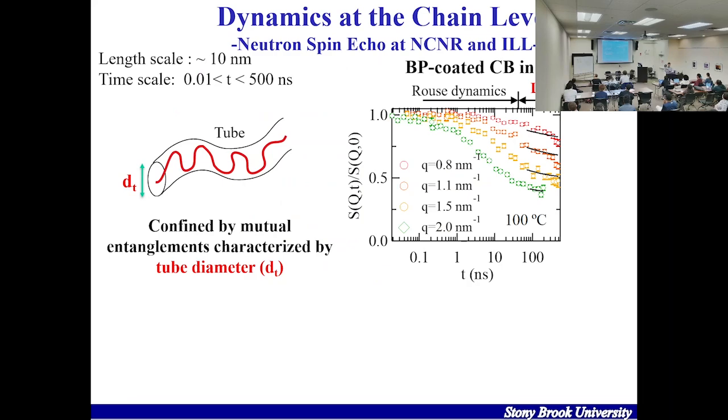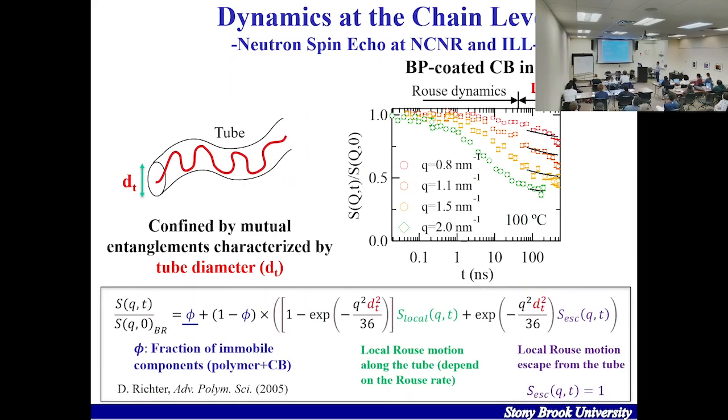This one, we did exactly, right? Remember? So now we want to talk about the size of the tube, because that comes from polymer entanglement. Because of the entanglement, the polymer chain is somehow confined within the tube. So we want to estimate the size of the tube by using the neutron spin echo experiment. So now here, remember, S(Q,t) as a function of t.